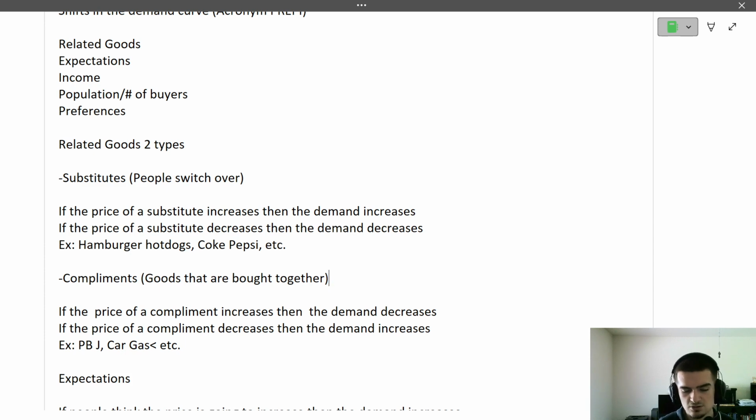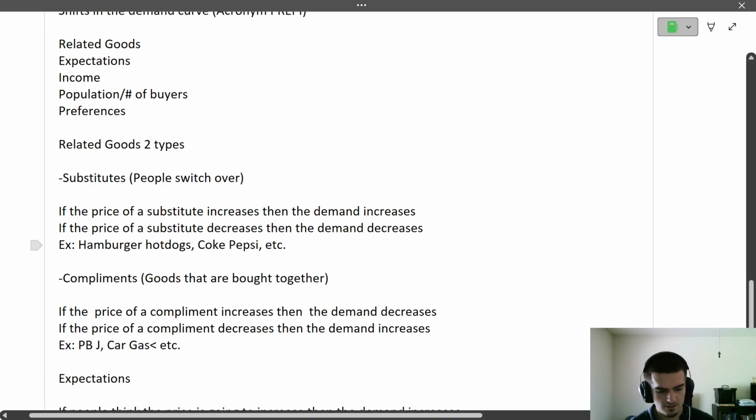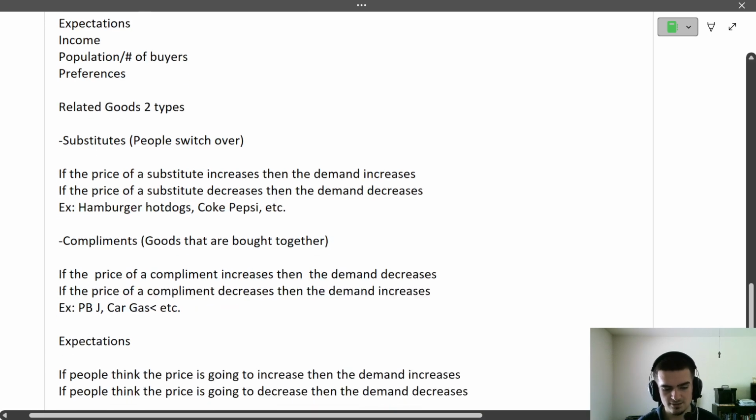If the price of a substitute decreases, then the demand of the original good decreases. So if ketchup becomes cheaper, then you're going to stop buying barbecue sauce and buy ketchup. So price of ketchup goes down, demand for barbecue sauce goes down. Substitutes follow each other. It's the same relationship. Examples of substitutes would be hamburgers and hot dogs, Coke and Pepsi, etc.